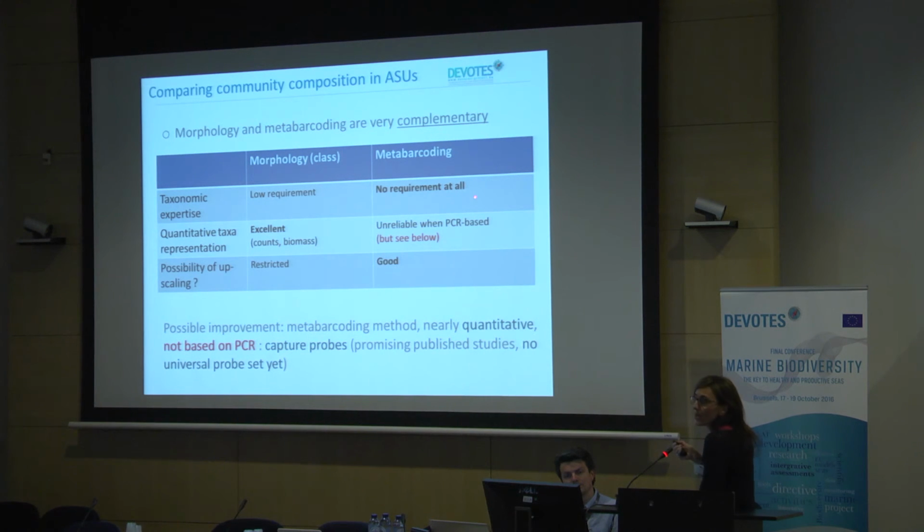Metabarcoding does not require any expertise in taxonomy, but is not reliable for quantitativeness. It's very reliable, in the opposite, for morphological data. But the possibility of upscaling is excellent for metabarcoding, whereas very bad for morphological data. I want to insist that in future we can improve that quantitativeness for metabarcoding PCR, but it will never reach the reliability of morphology.